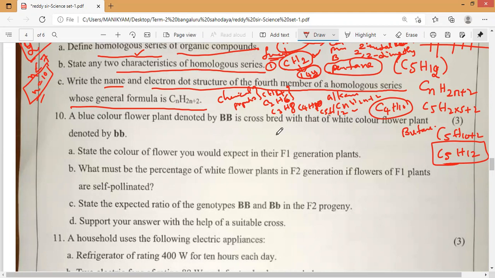Next, the 10th question you can read. 10th question, very, very important. That is a biology question. Let me see who will answer. First, I will draw this. You all people know already.